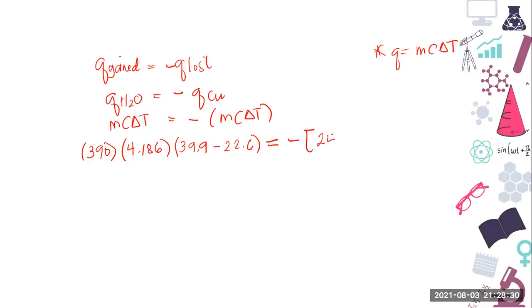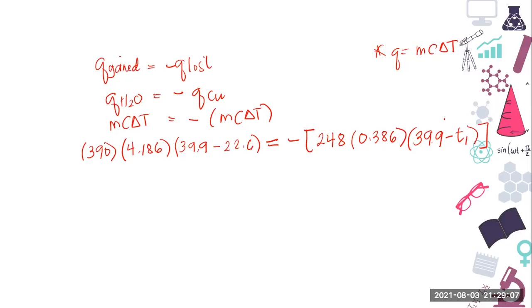The mass of copper from the problem is 248. And then the C of copper is 0.386. And in this case, I don't know the initial temperature of copper, but I know the final temperature. And what I'm getting here is supposed to be higher than 39.9, because I said that it is copper which cooled down. So there you go. So we're looking for T1.